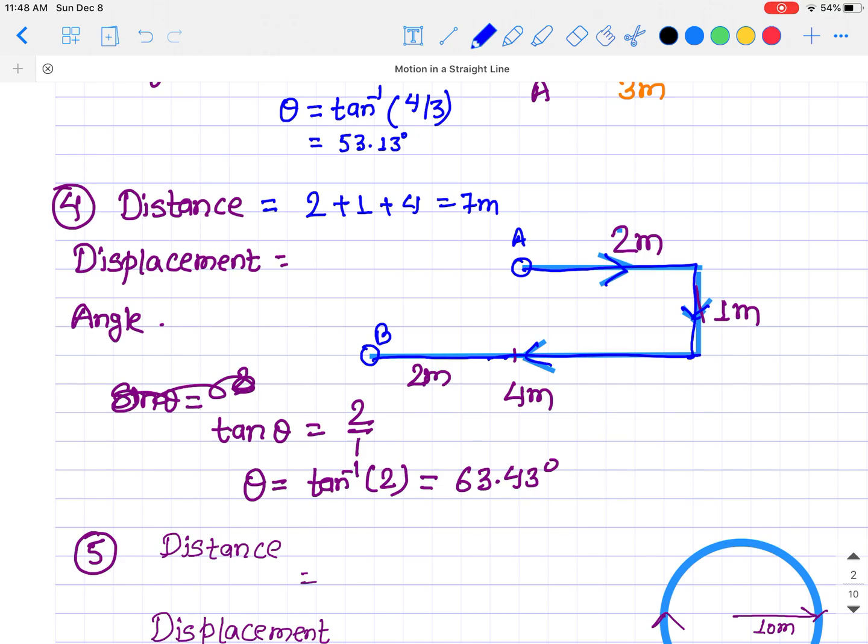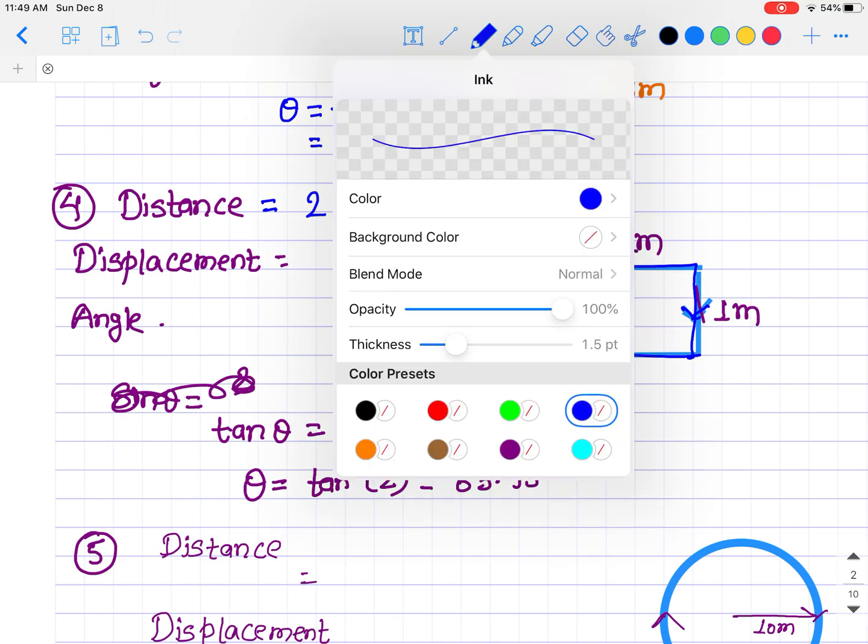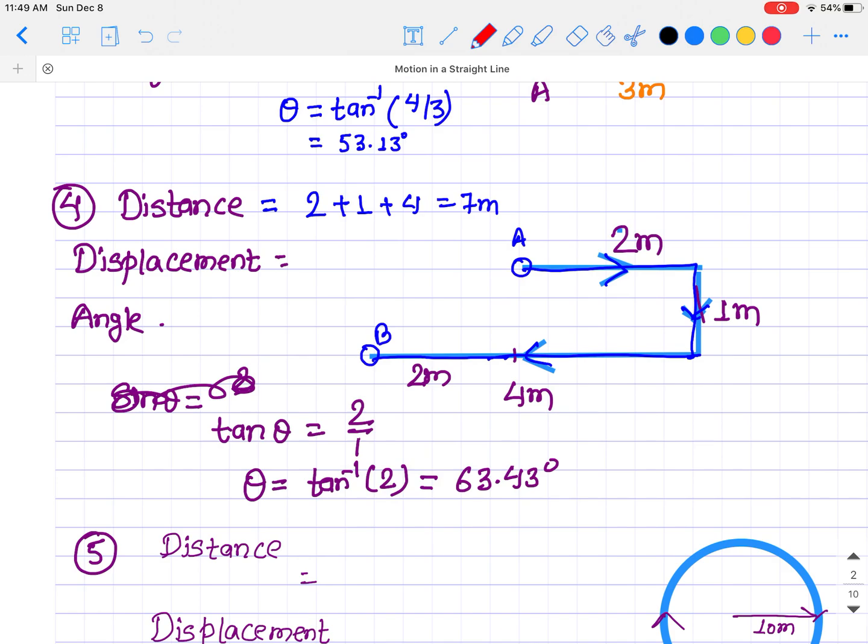That's the distance. Now what is the displacement? How do you define displacement? The displacement is defined if you connect these two points. The length of this line gives you the magnitude of the displacement. All right. Now we need to find out the length of AB, and then the angle.